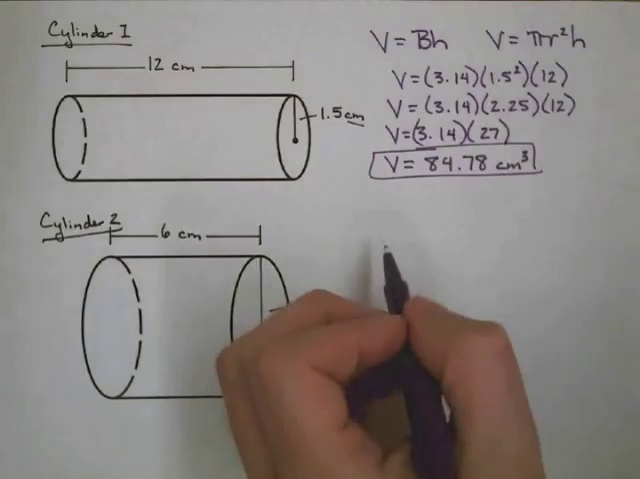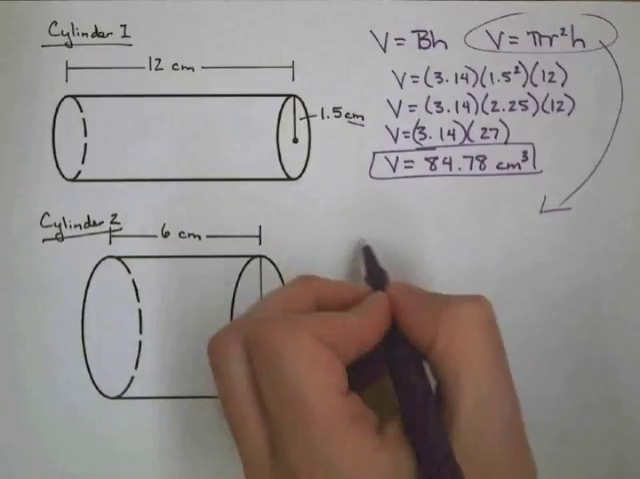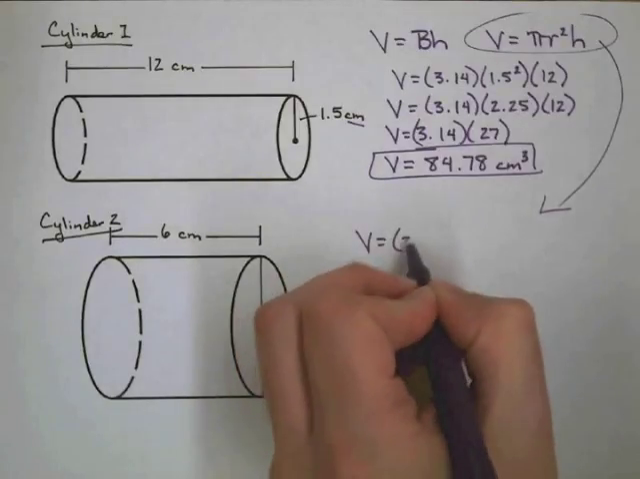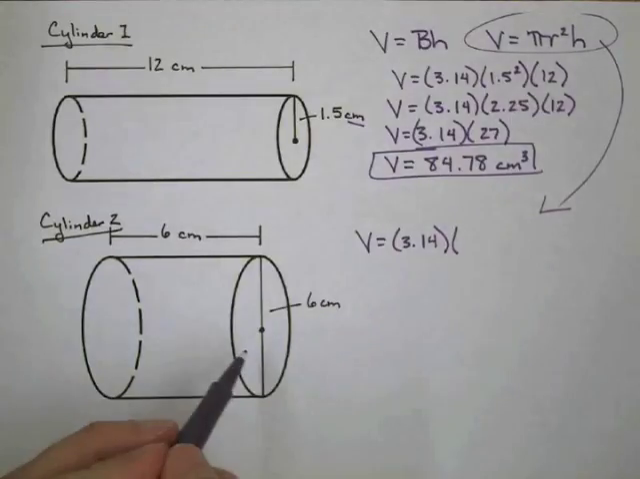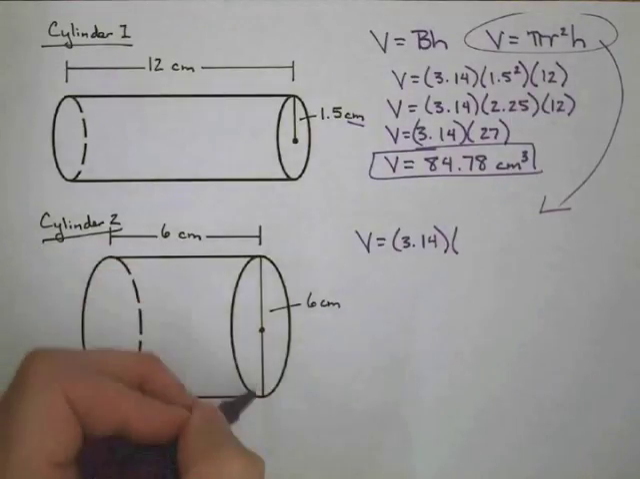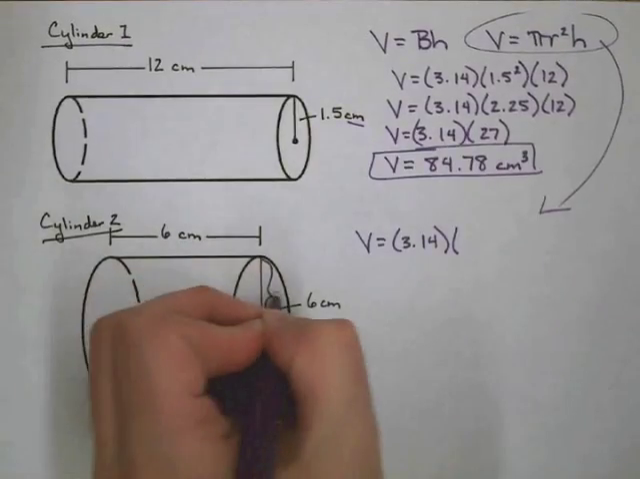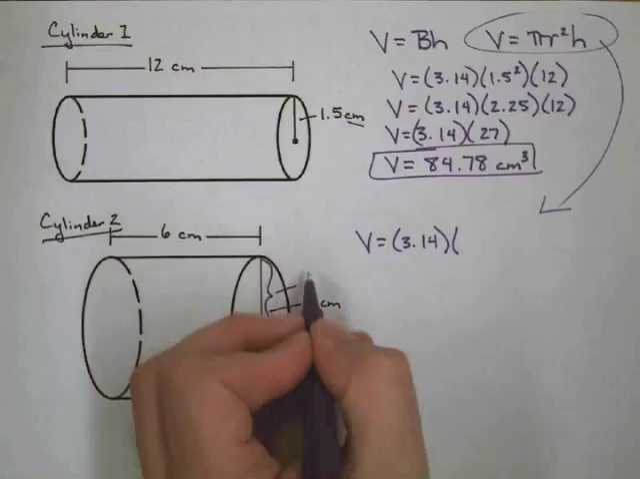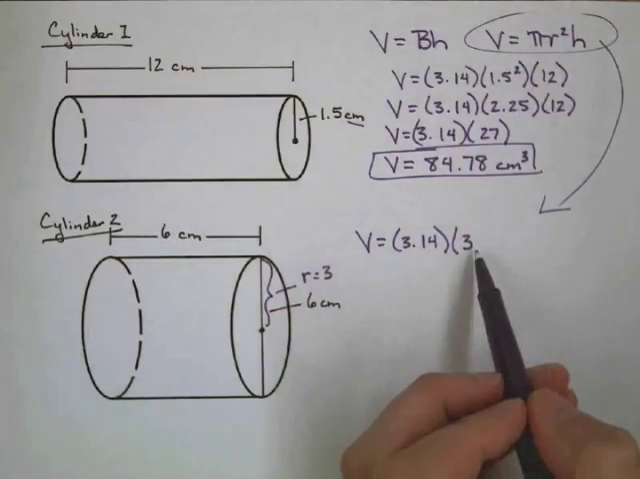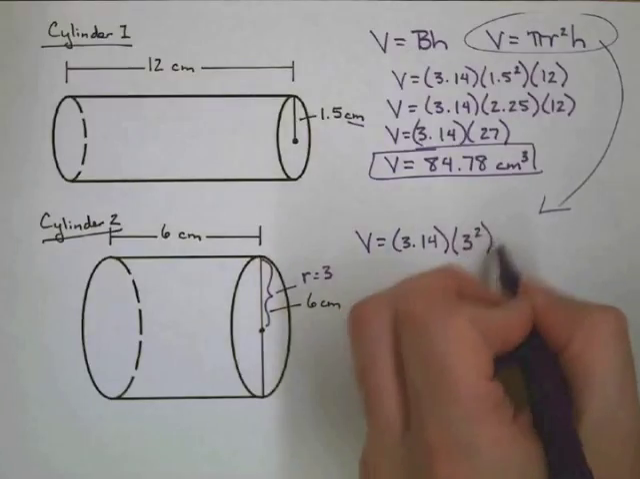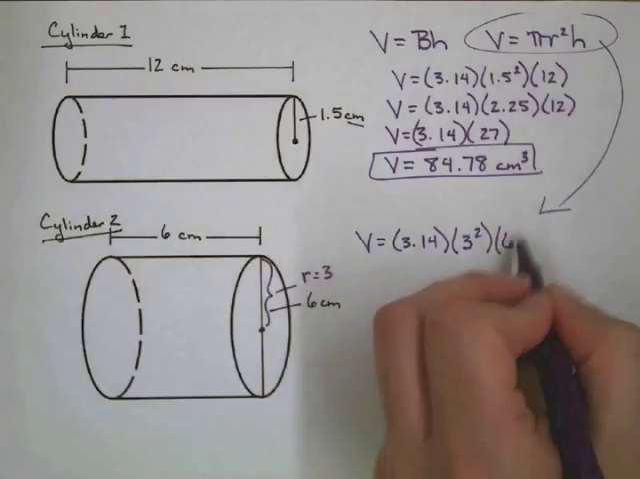So let's find out for cylinder 2. I'm going to use this same formula. So volume is pi, so 3.14. The radius, well, I'm going to look over here for my radius. I see I have a diameter, so I'm going to take just this distance, which is going to be half of the diameter, so that radius is equal to 3. So I'm going to put 3 here for my radius, that's squared, and multiplying it by the height, and the height in this case is 6.